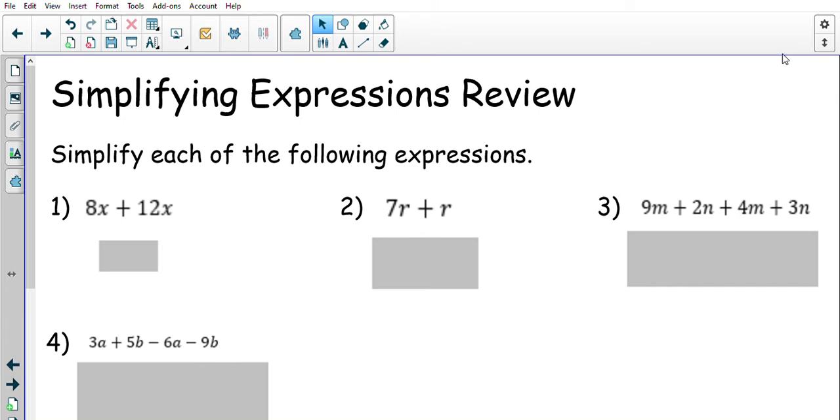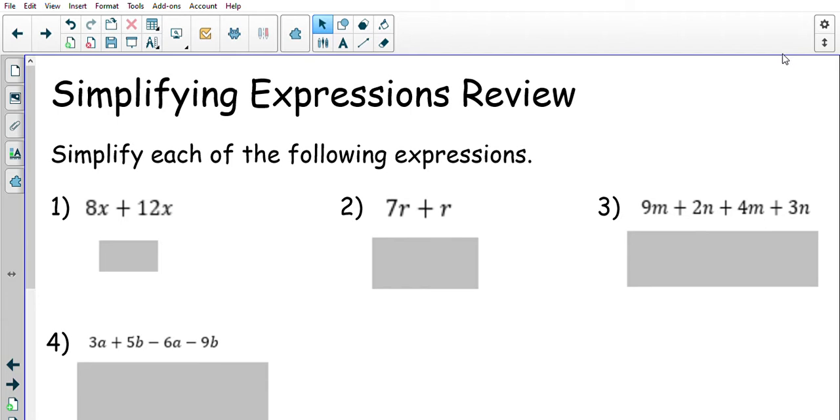The second video for this week is going to be on a simplifying expressions review. So basically what I did was I took problems from your assignment 2 and just changed the numbers around a little bit, changed some of the variables around. So this is going to be very similar to your assignment number 2. So you may need to come back to this video.